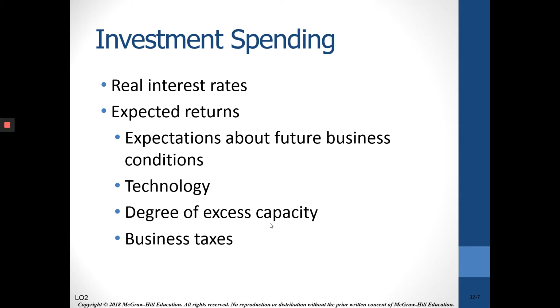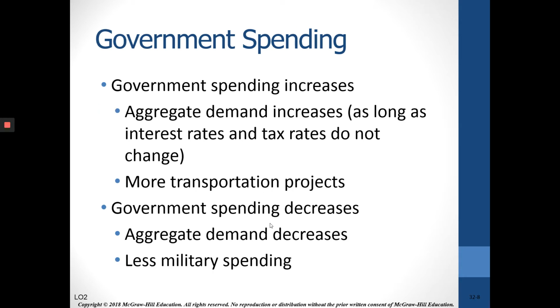Again, right now during this coronavirus pandemic, we're seeing decreases in investment spending. Plants are closing down, at least for the short term, and that's going to negatively impact the economy. Business taxes also matter. Increases in taxes can decrease investment spending. Government spending to increase aggregate demand, increase government spending. As long as interest rates and tax rates don't change, obviously, if you increase taxes to pay for the increase in government spending, then consumption would go down, even though government spending was going up, and you'd really see no change in GDP.